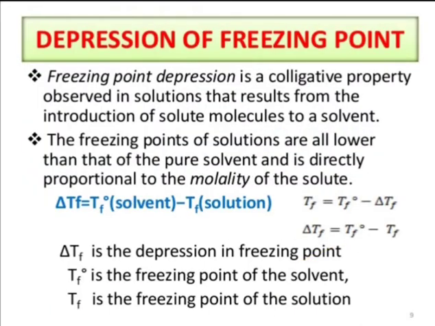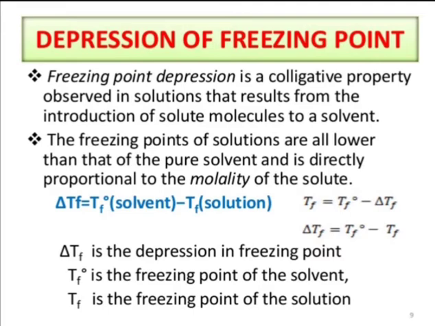So freezing point depression is a colligative property observed in solutions, and it results from the introduction of solute molecules to a solvent. The freezing points of solutions are all lower than that of the pure solvent, and it is directly proportional to the molality of the solute. We already defined the molality. Now we will find out the depression in the freezing point. So delta Tf is equal to Tf standard of solvent minus Tf solution.